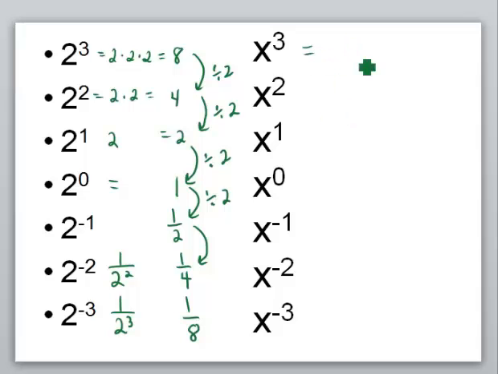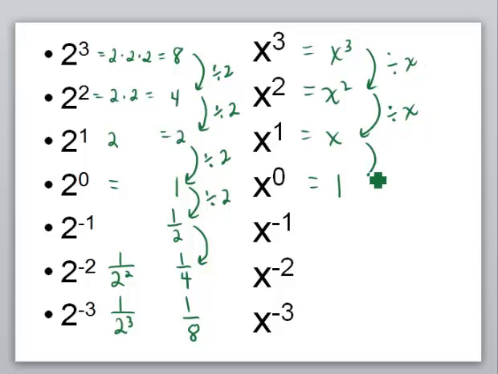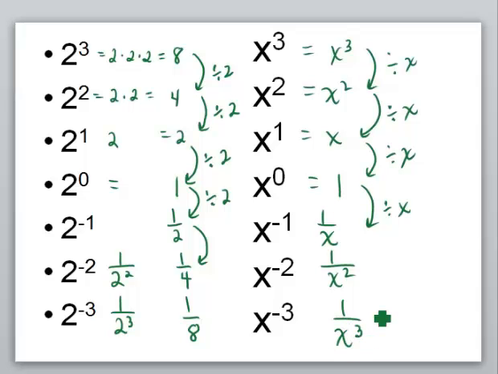So what is the pattern here? Well, this is just x cubed, x squared, x. We now know that this is equal to 1. Notice each of these are being divided by x, and then divided by x. x divided by x is 1. 1 divided by x is 1/x. So then if we divide by x again, we get 1 over x squared, and then 1 over x cubed. So this is the reasoning behind negative exponents and 0 exponents.